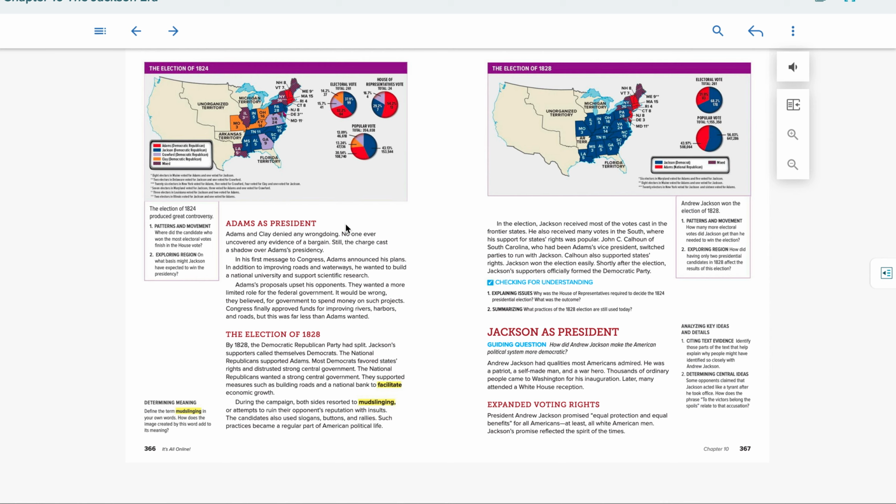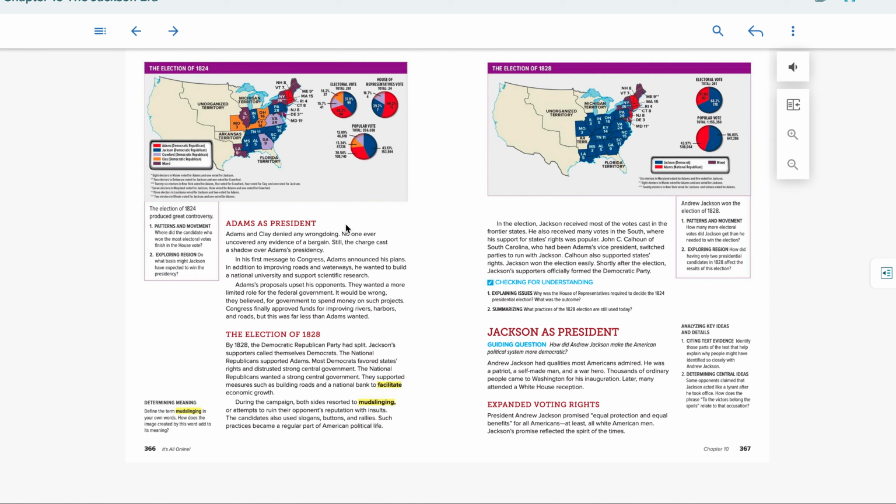The election of 1828. By 1828, the Democratic-Republican Party had split. Jackson's supporters called themselves Democrats. The National Republicans supported Adams. Most Democrats favored states' rights and distrusted strong central government. The National Republicans wanted a strong central government. They supported measures such as building roads and a national bank to facilitate economic growth.